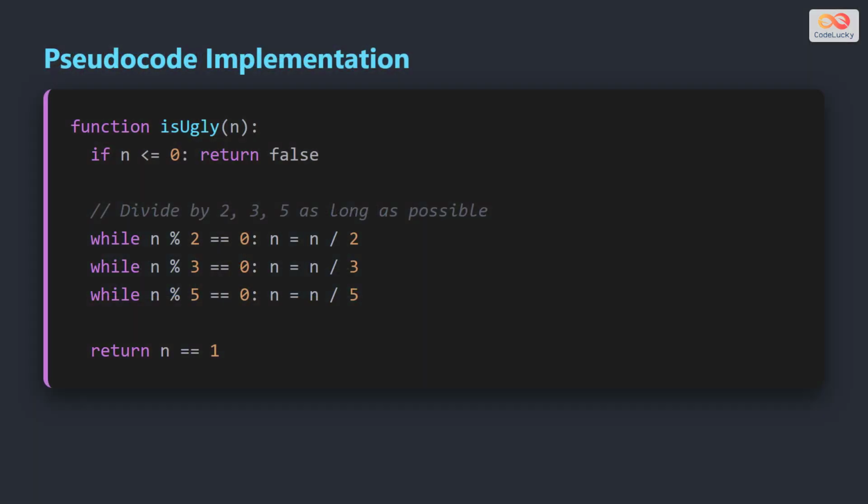Here is the logic in code. First, handle non-positive numbers. Then, use 3 while loops. One divides by 2, the next by 3, and the last by 5. Finally, we simply check if the remaining number is exactly 1.